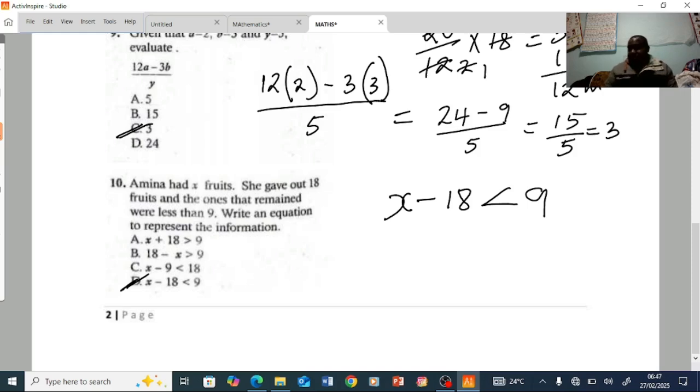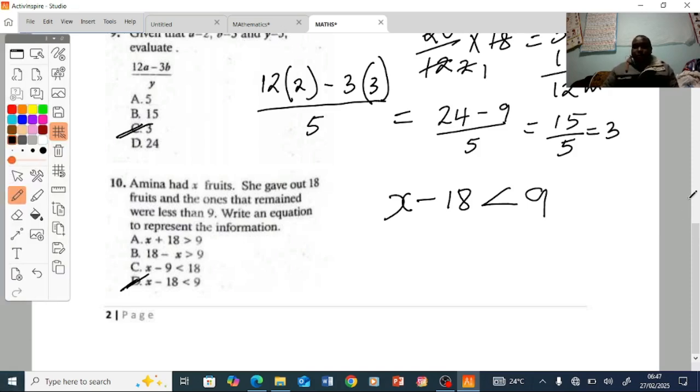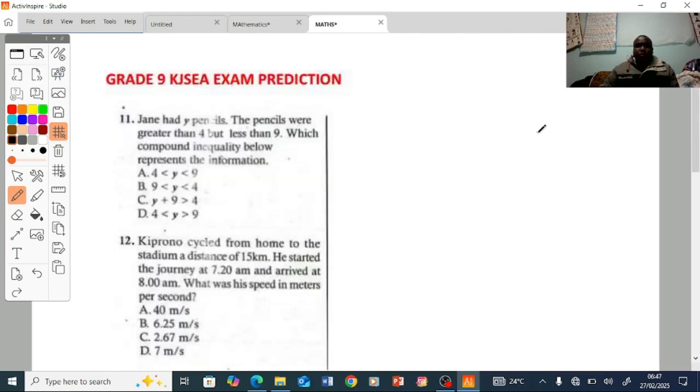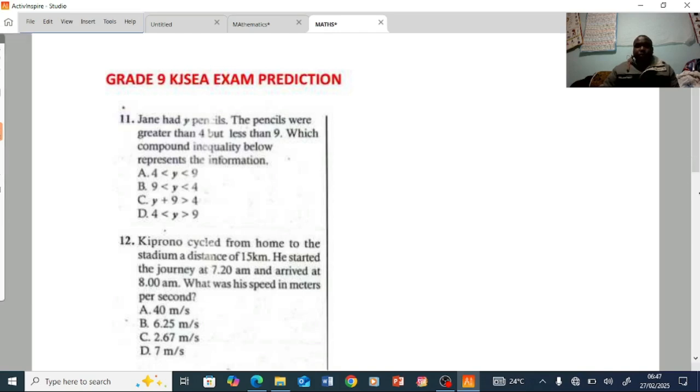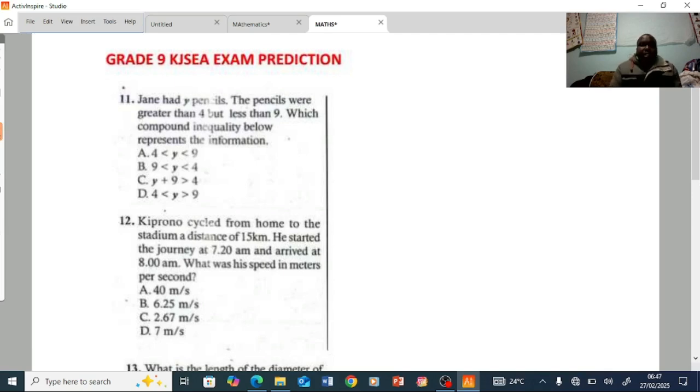Number 11. Jane had Y pencils. The pencils were greater than 4 but less than 9. Which compound inequality below represents the information?